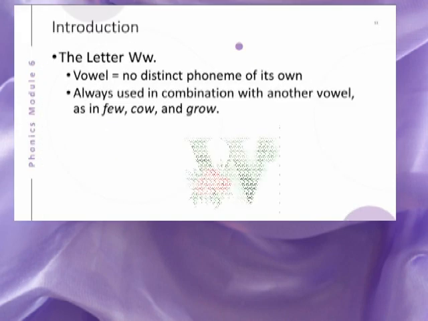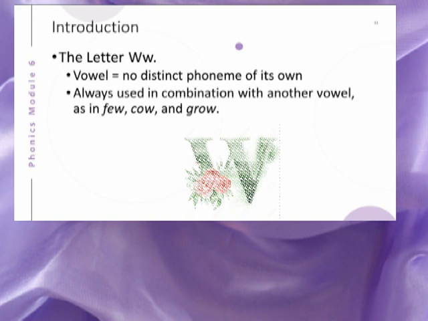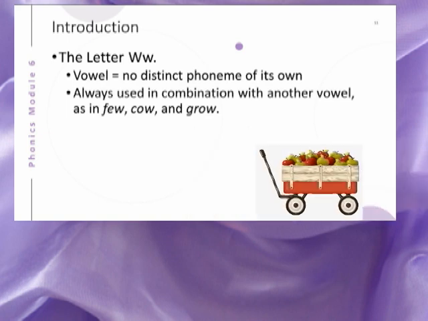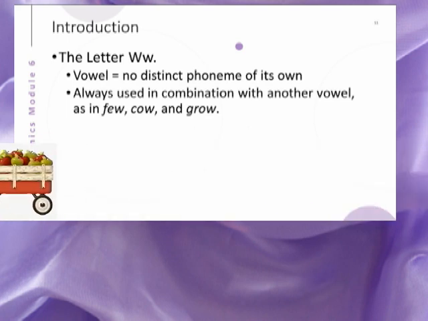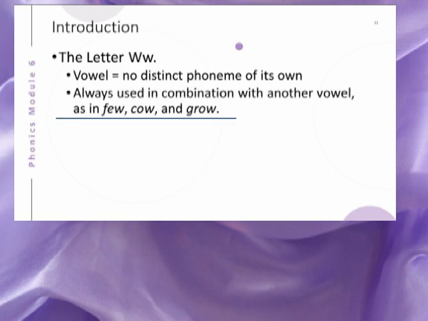Now let us examine the W. You have learned that W as a consonant represents the phoneme heard in wagon. As a vowel, the W represents no distinct phoneme of its own. Therefore, it cannot be represented by a key symbol. W is always used in combination with another vowel, as in few, cow, and grow.